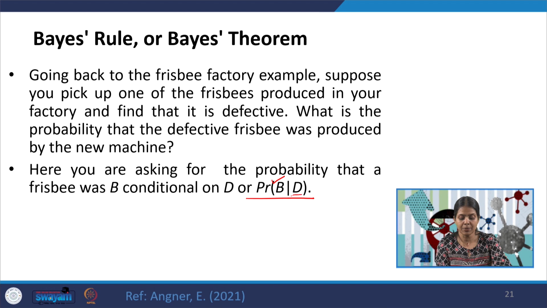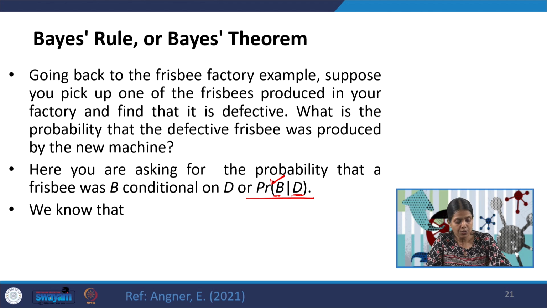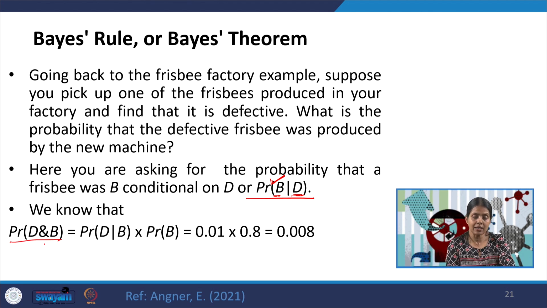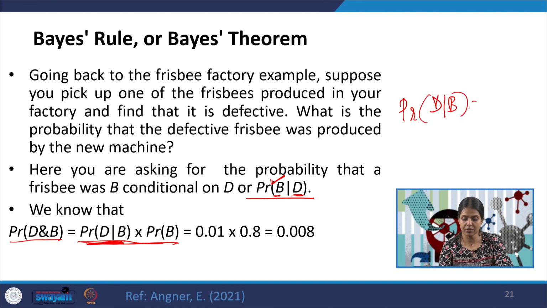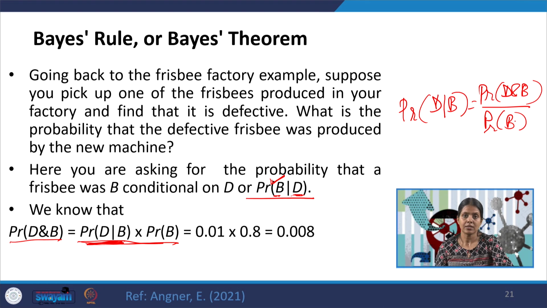Probability that one defective Frisbee is produced by machine B. So, we know that probability of D and B can be written like this. This is what we learned from the conditional probability formula, right. The conditional probability formula says that probability D given B is equal to probability D and B divided by probability B. So, by simply changing sides I can write it like this and calculate the values.